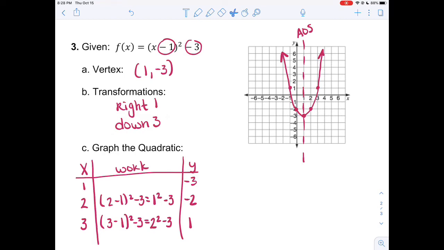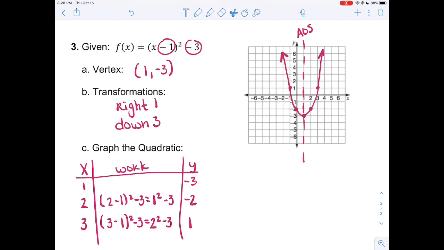I'm going to start with my vertex as my first point down here. So at 1, I know I have negative 3. Don't really need to prove that by showing the work, but you could have if you wanted to. Moving to the right 1 unit, I'm going to plot 2 next. And working through the numbers of putting a 2 into my original equation, I'm going to get a negative 2. And then finally, my third point at 3, when I plug those numbers in, I'm going to get a 1.